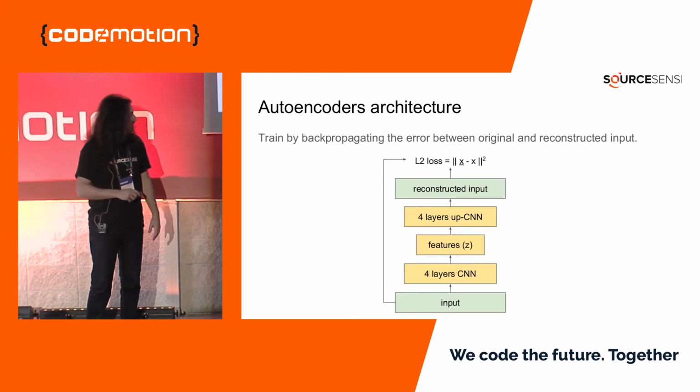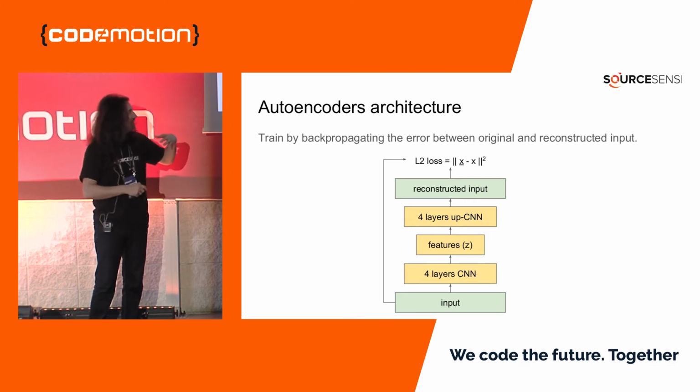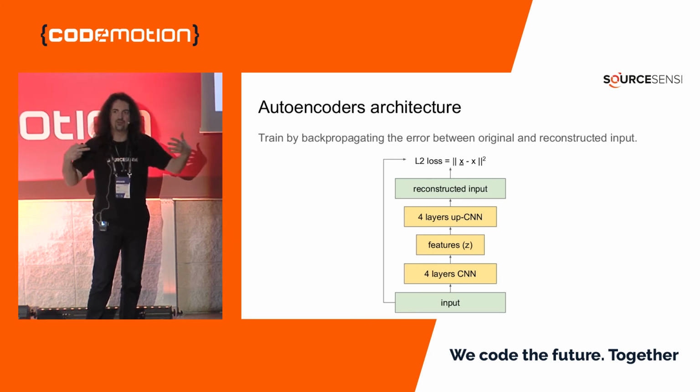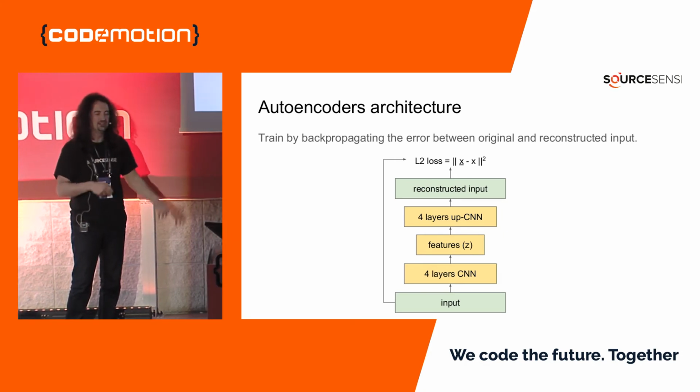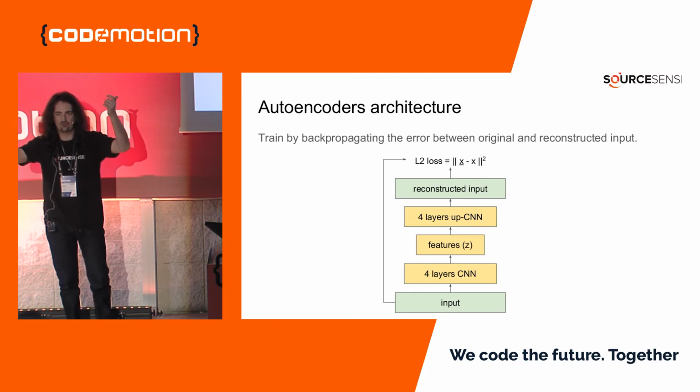How do we do this? We take an input, and we pass it through a 4 layer convolutional neural network, and we end up with an array of features, of float numbers. This is my internal model, the internal representation of my input. Then we feed it to a decoder, which is an up convolution.